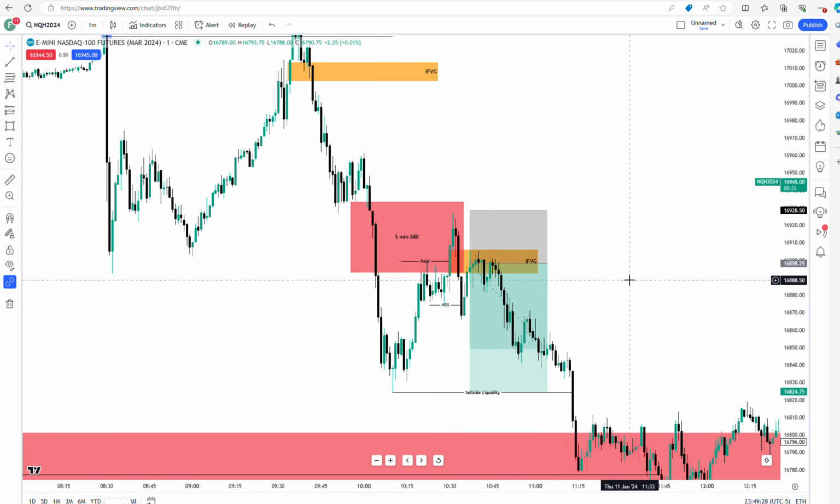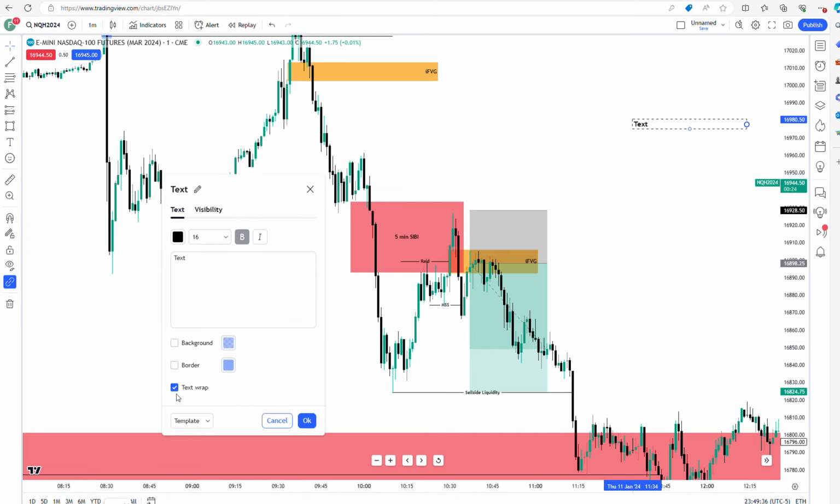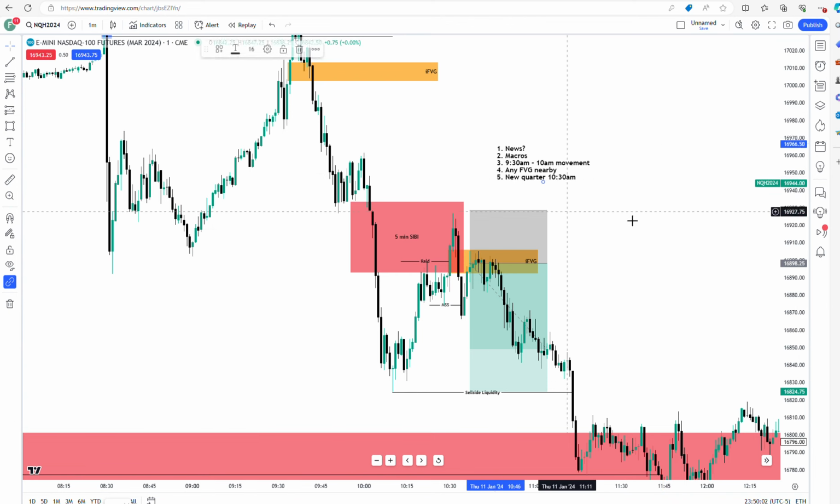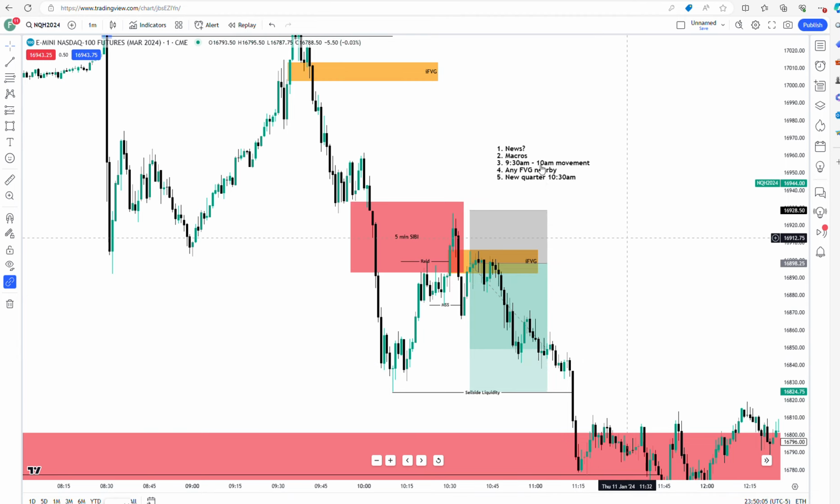But here's the thing. Again, when I'm trading any session, look at these things, consider these things overall, right? What news has happened on the day? Like when there's red folder news, the reaction to the news, consider macros. If you're trading the AM session, consider the 9:30 to 10 o'clock movement. Consider any fair value gaps nearby. Consider the new quarter at 10:30 AM. So I'm trying to apply any concept that you might think about if you're trading the AM session or silver bullet.